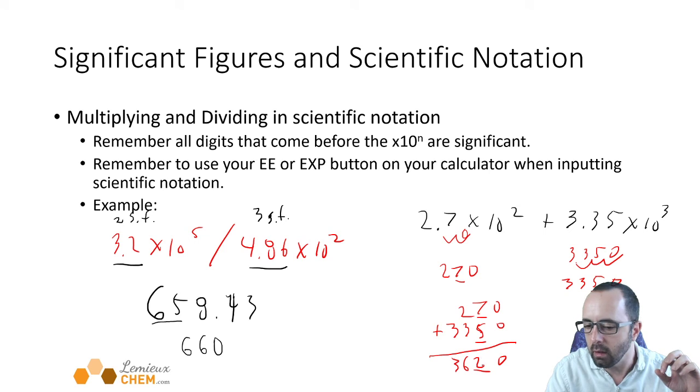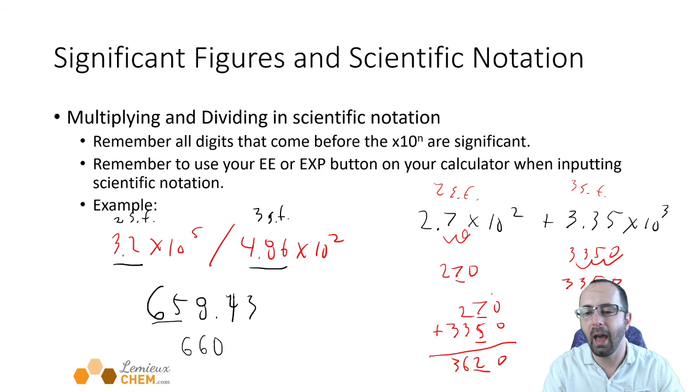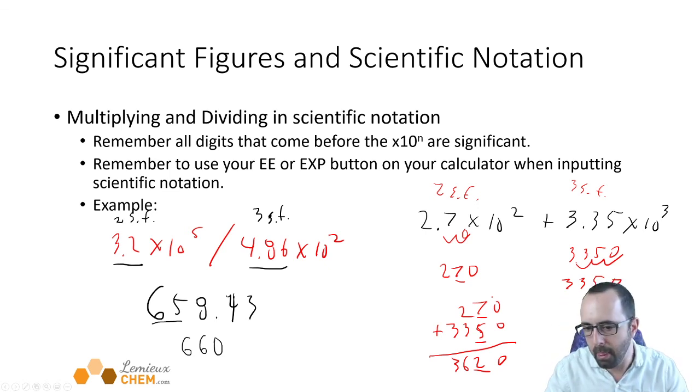But notice, we ended up with a number that has 3 sig figs, right? Even though 270 technically had 2 sig figs. This had 2 sig figs. This had 3 sig figs. The number of sig figs doesn't matter when you're adding and subtracting. What matters is the place value. So when you want to add or subtract scientific notation numbers, first convert them into standard notation, then line them up like you're in grade school and add them. And you can use your calculator to do this, just make sure that you get the place value correctly.